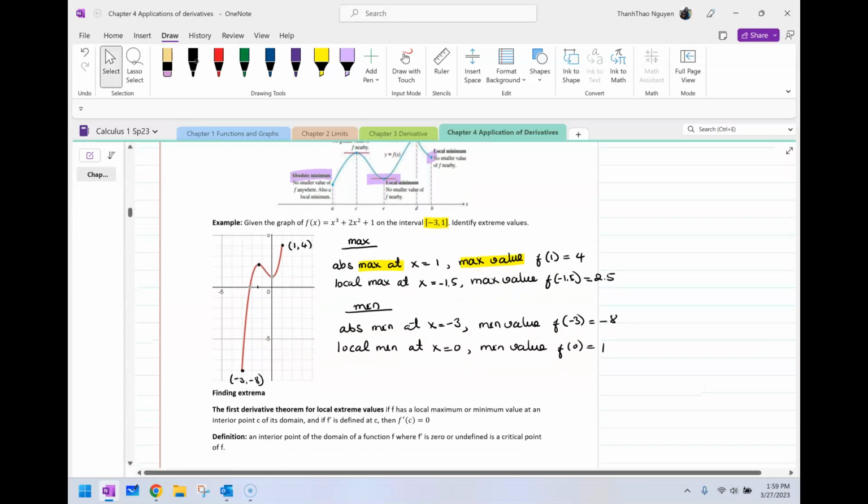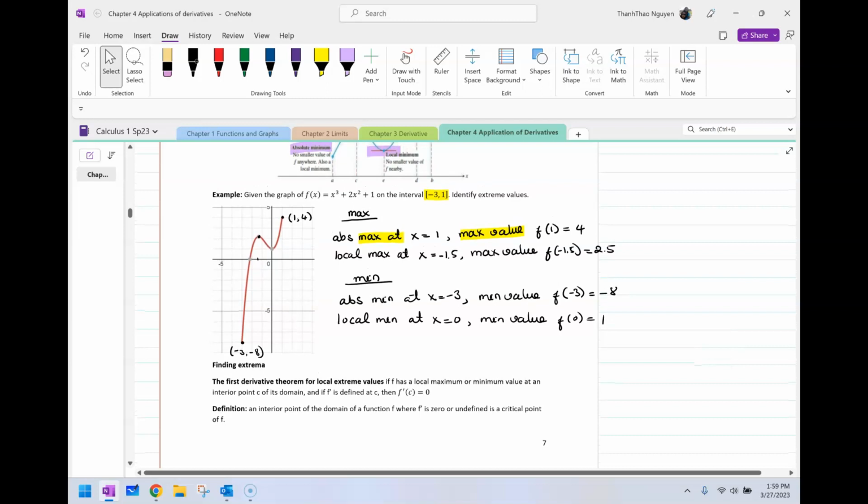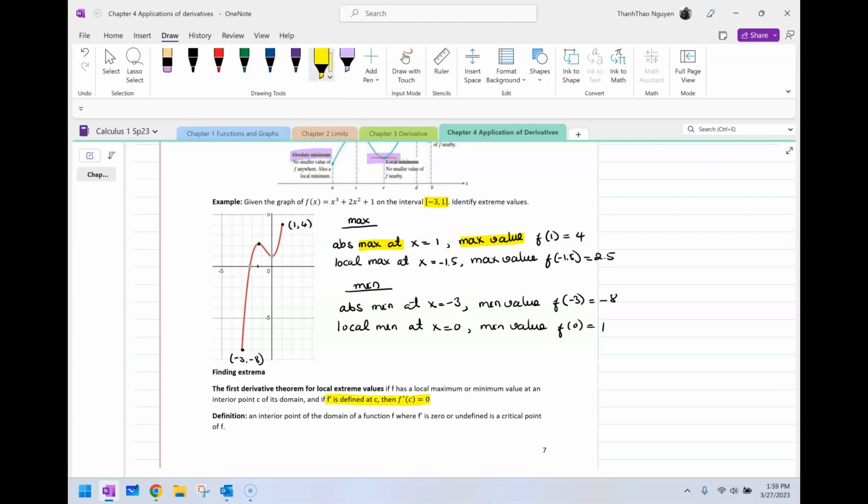We can use the first derivative theorem for local extreme values. If f has a local maximum or minimum value at an interior point c of its domain, and if f prime is defined at c, then f prime of c equals 0. Note that if you compare the local maximum and the local minimum in this graph, the slope of the tangent line at those points is 0, right? So f prime of c equals 0 there. Definition: an interior point of the domain of the function where f prime is 0 or undefined is a critical point of f. So we're talking about the interior point.